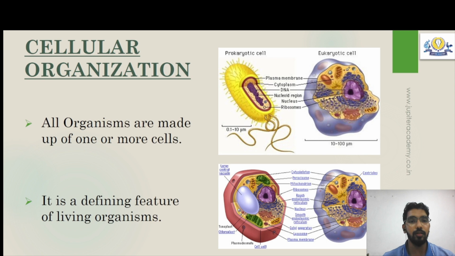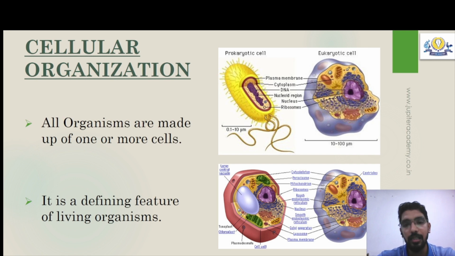Okay, the fourth property is cellular organization. All organisms are made up of at least one cell or more than one cell. Organisms which are made up of a single cell are called single-cell organisms, and organisms which are made up of more than one cell are called multicellular organisms.